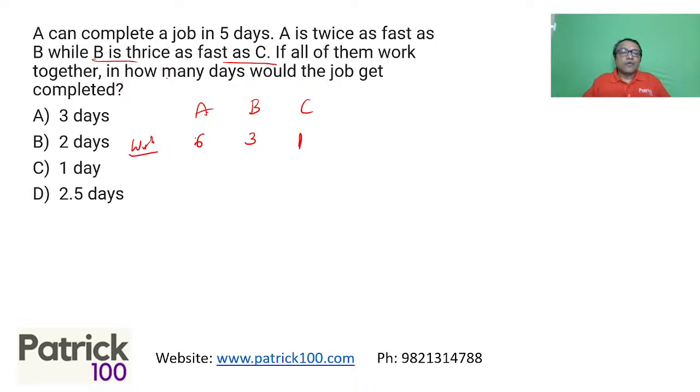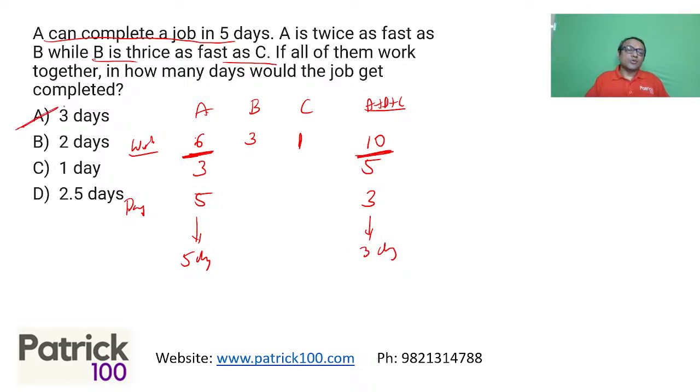We want all of them together. If I take A plus B plus C, all of them together will do 10 amount of work. Now they have given A and we have to find all the three. So we take these two, 6 and 10. Work done is in the ratio of 6:10 or 3:5. So days taken will be 5:3. If work done is 3:5, days taken is 5:3. 5 stands for 5 days, so 3 will stand for 3 days. You will get the answer as A option.